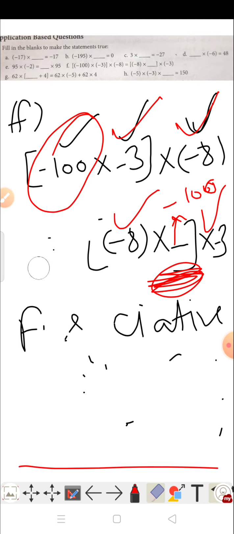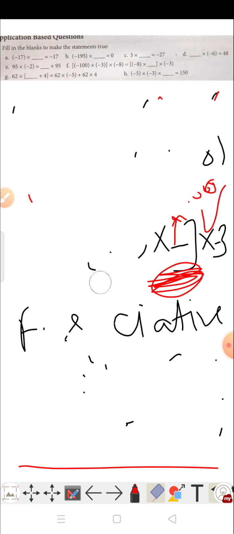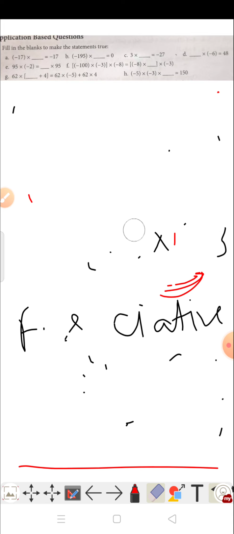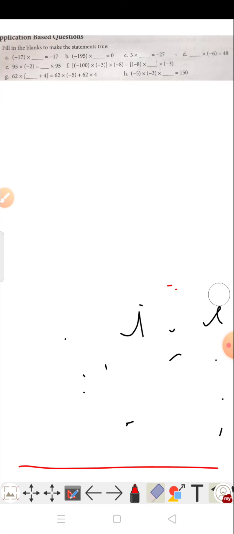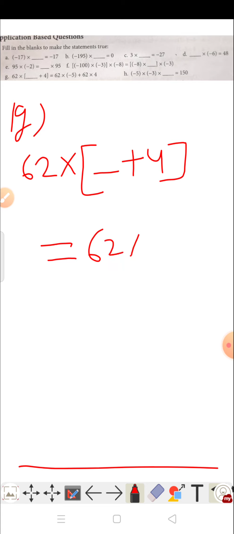What is the G part? In your G part, 62 is multiplied by the blank plus 4, is equal to 62 multiplied by minus 5 plus 62 multiplied by 4. Which property have we used in this? Now in G part, 62 multiplied by dash plus 4 is equal to 62 multiplied by minus 5 plus 62 multiplied by 4. This is the statement of your G part.